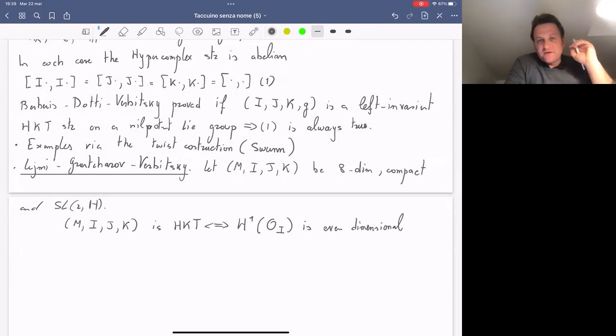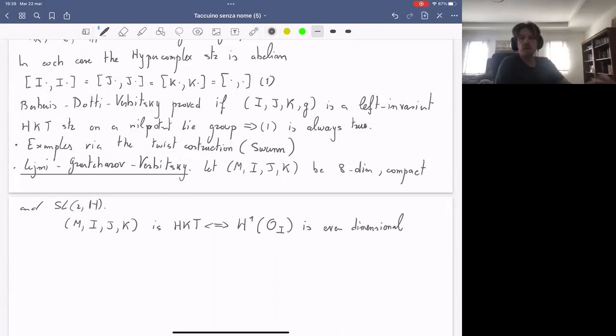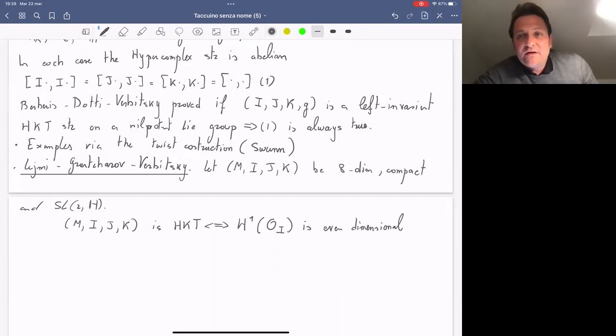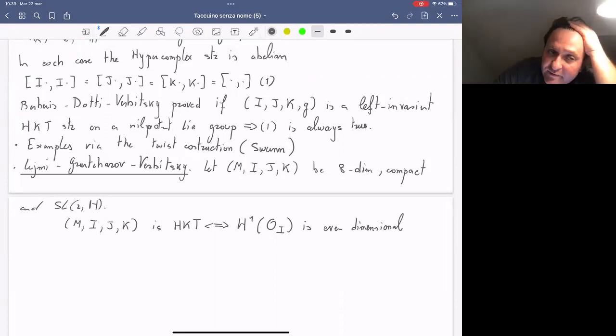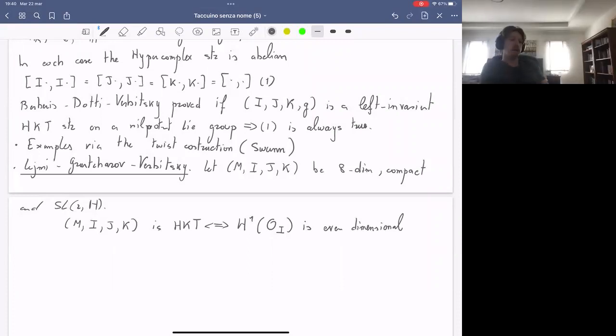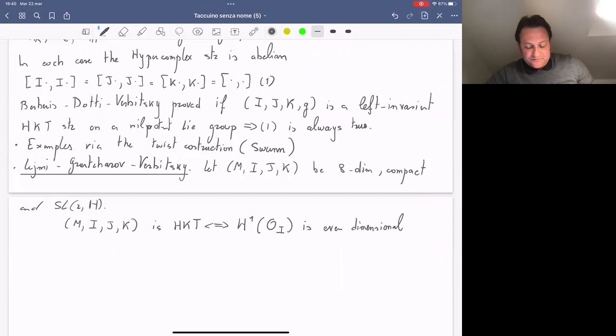Well, this is the list of examples which are usually considered in HKT geometry. Sorry, when you say this Buchdahl-Lamari result, when I hear that, I'm thinking of these results that characterize the positive cone. Yes, I mean that: a compact complex surface is Kähler if and only if b_1 is even. Okay, yeah, I got you. So this is completely analogous in HKT geometry.